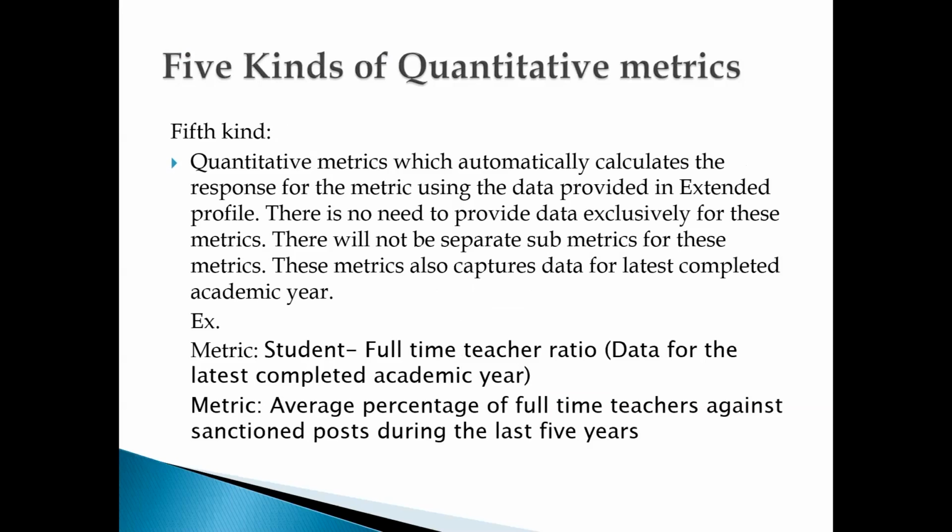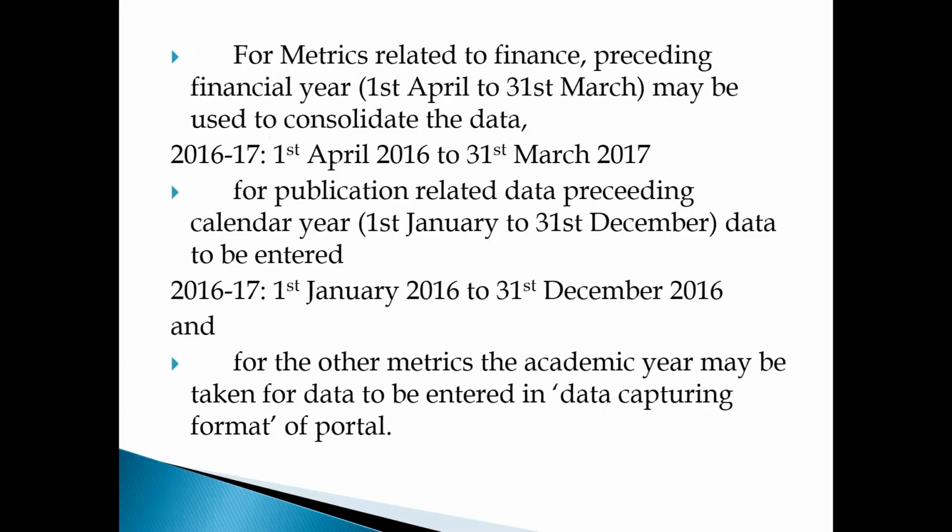For example, full-time teacher ratio, the question was there: average percentage of full-time teachers against sanctioned posts during the last 5 years. Then, for a better understanding, for finance related, the timeline is 1st April to 31st March. For publication related, we follow the calendar year, that is 1st January to 31st December. So this is very important: for financial, 1st April to 31st March. For calendar, 1st January to 31st December.